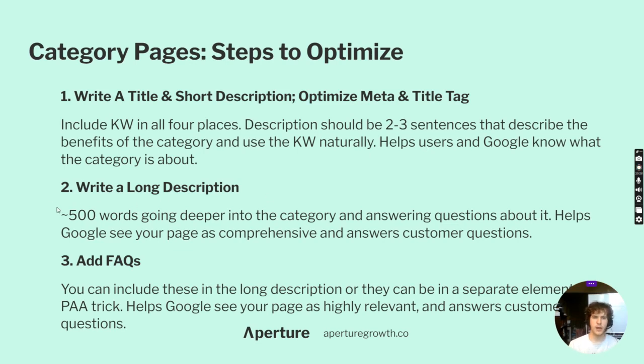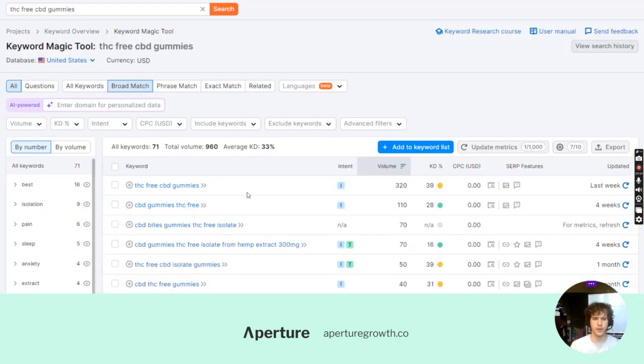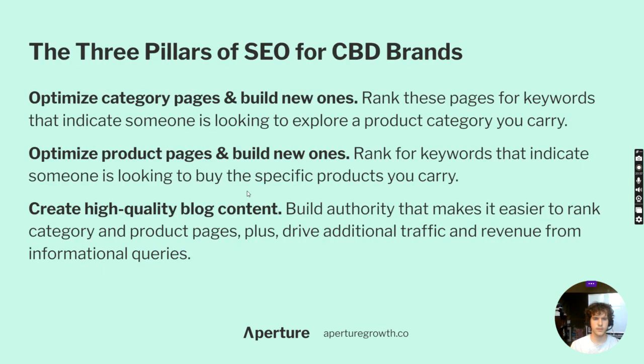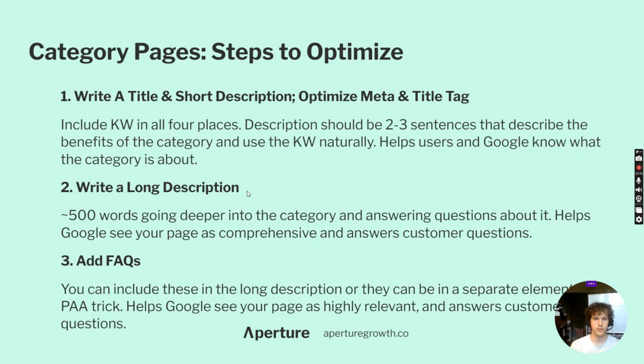Number 2 is write a long description. This can be 500 words, kind of going deep on your category and answering questions people have about it. Basically, this helps with the comprehensiveness of your page. Google wants to rank pages that are very comprehensive, and so therefore, it behooves you to include a long description on your page.